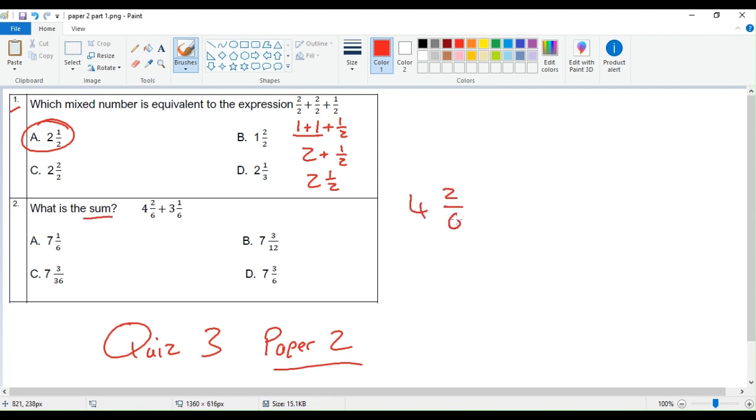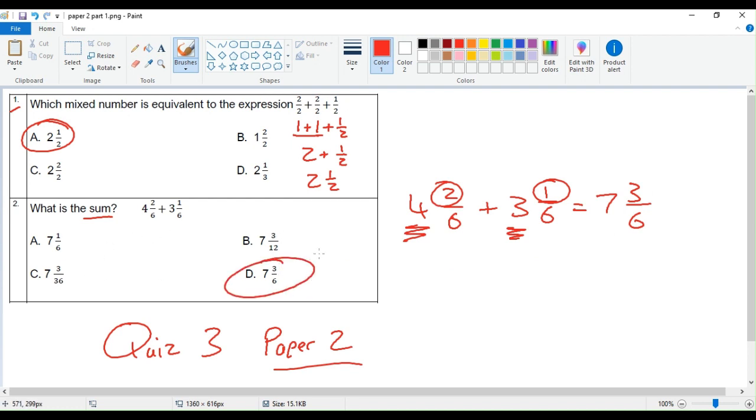Question 2, what is the sum? We've got 4 and 2 sixths plus 3 and 1 sixth. We can add our whole numbers. 4 plus 3 is 7. The denominator is the same, sixths, so we can keep that. Copy sixths, add the numerators. 2 plus 1 is 3. 7 and 3 sixths. We can see if that's over here. And there it is in D.